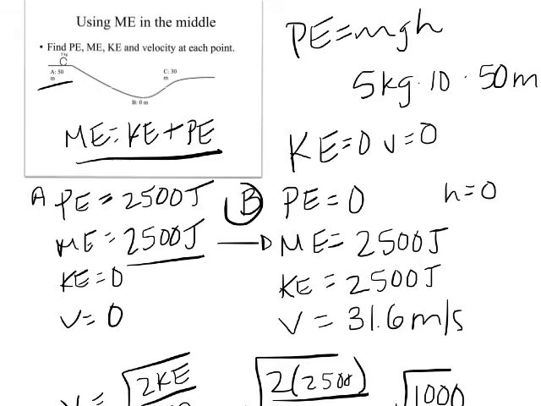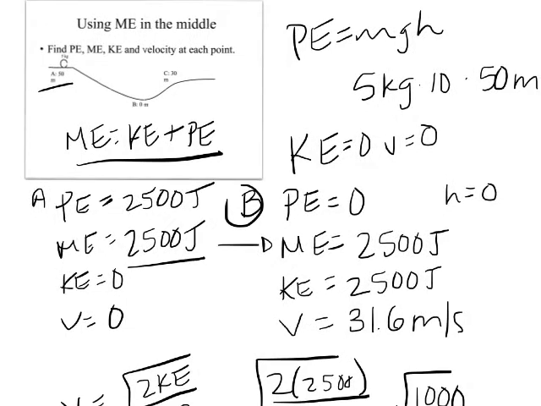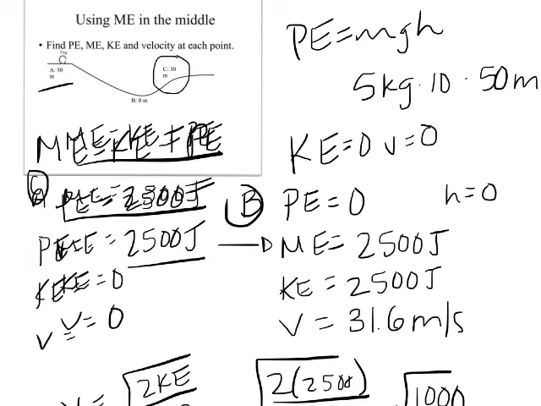What's new is point C. So let me get this cleared out some. So now that we have some room to work, from what we figured out in A and B before, we know our ME is 2,500 joules. That's going to carry over into C.